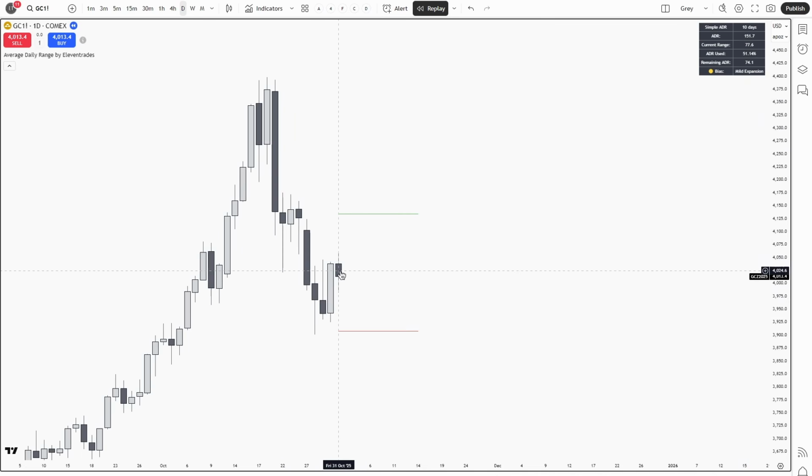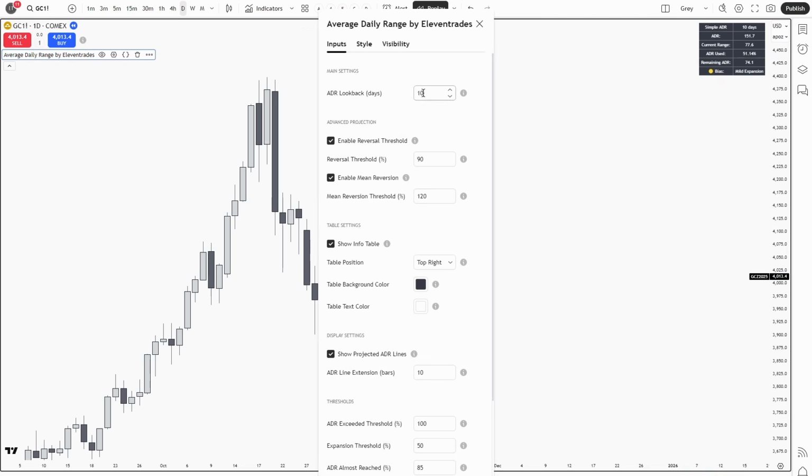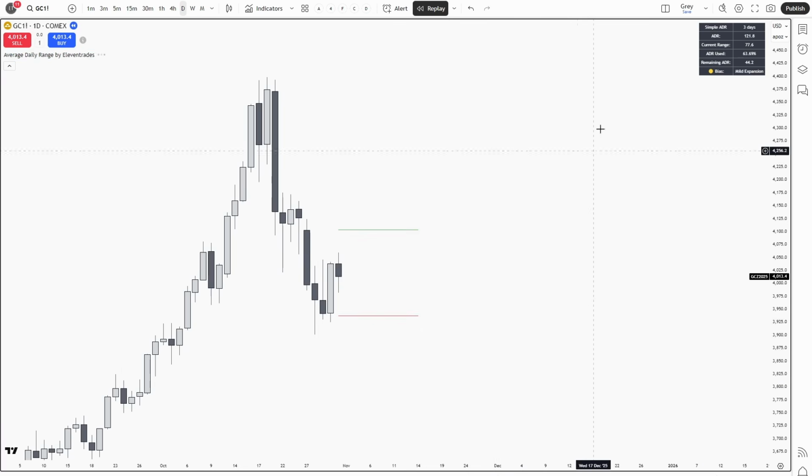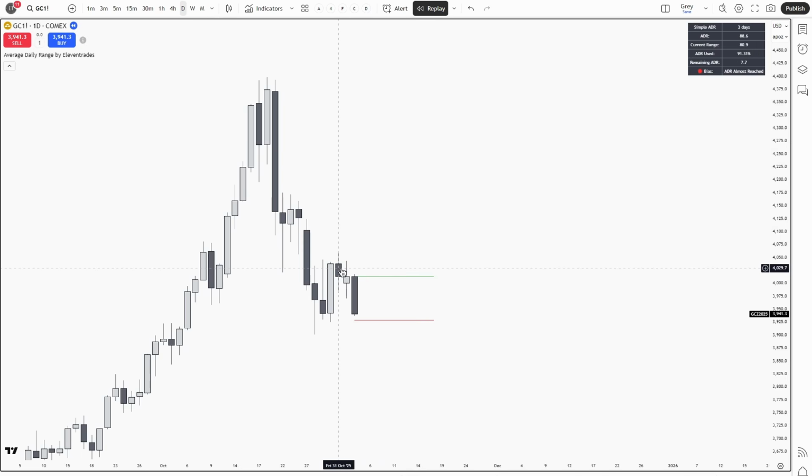So what I'm gonna do is set the look back to the last 3 days or 5 days. If I go to the settings and set it to the last 3 days, it is gonna give me the realistic expectation that the average daily range is 121 points, and as we are consolidating, now it is counting the range of the last 3 days, which is 88 points.